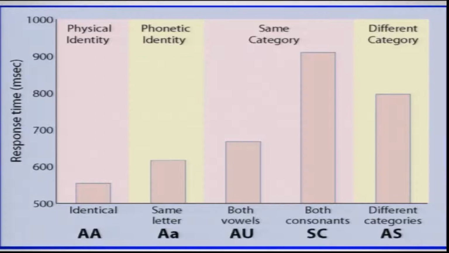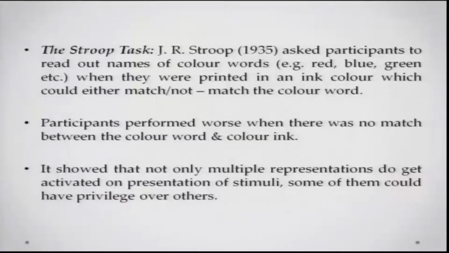Here is the setup. You can see the lowest reaction time is taken in physical identity, for example, both are A's. Slightly more time is spent when you are asked about the phonetic identity, is it a small a or a capital A. Third is whether they were both vowels or not. You can see that the reaction time increases linearly here. This confirms the findings which we drew from the earlier Sternberg's task.